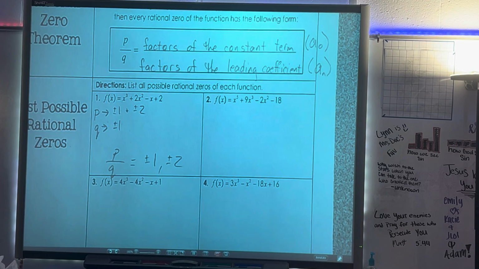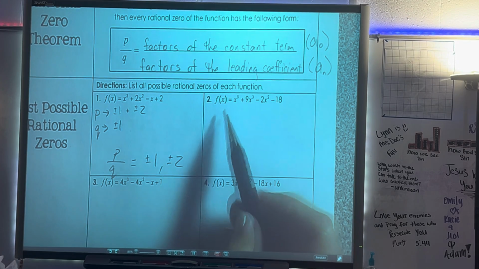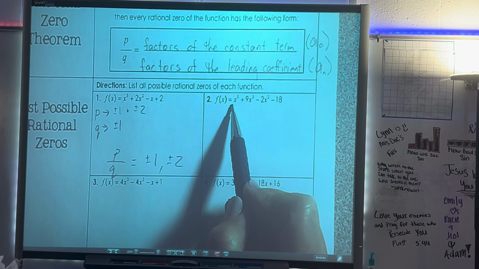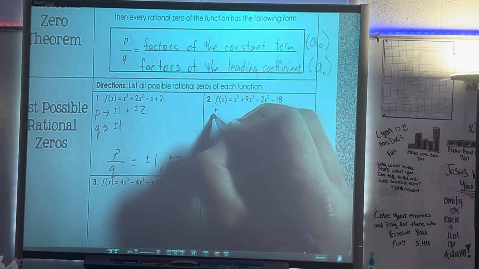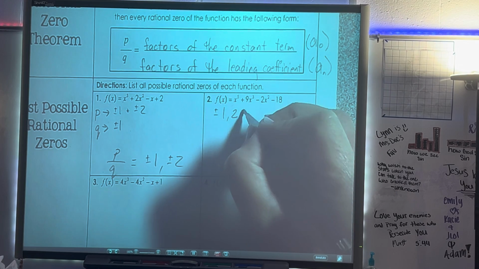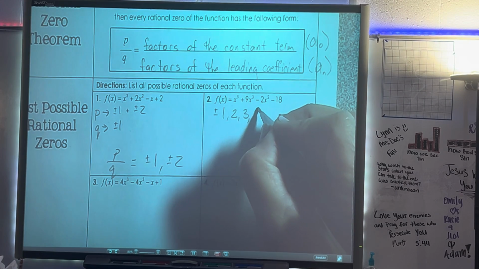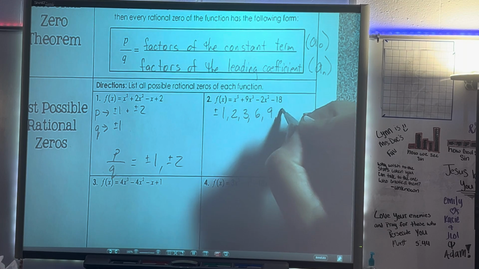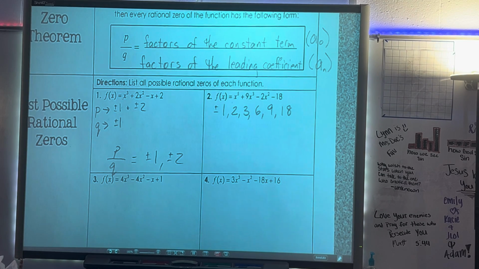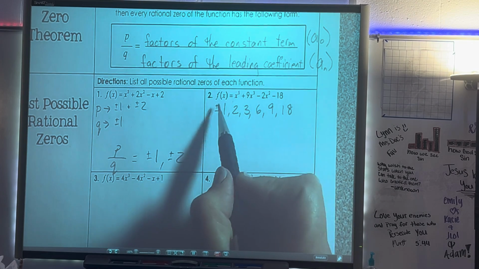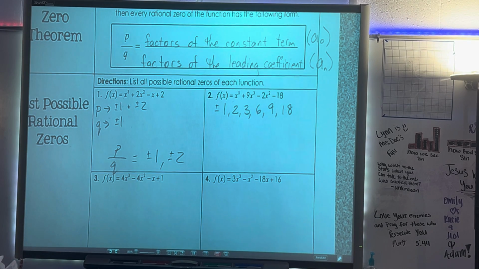If we look at 18, obviously when q is 1, I'm not going to write q out all the time, so it's kind of a waste of time. So for 18, I would have plus or minus 1, 2, 3, 6, 9, and 18. Technically, they're all plus or minus, but I'm not going to write that every single time. And then for my q, all of those would be 1, right? So essentially, all of these would be my p over q. Are y'all all right with that one?